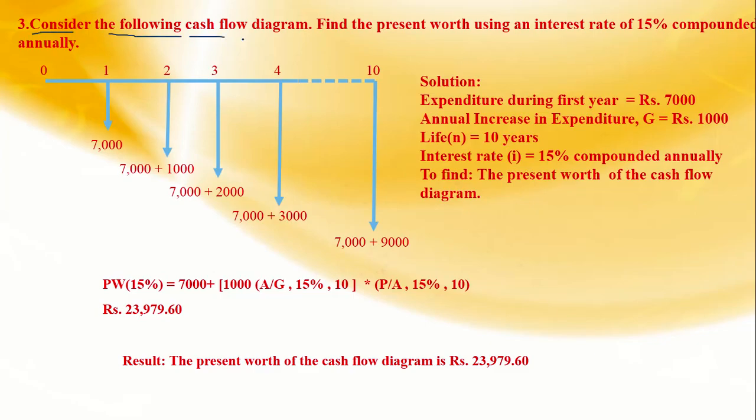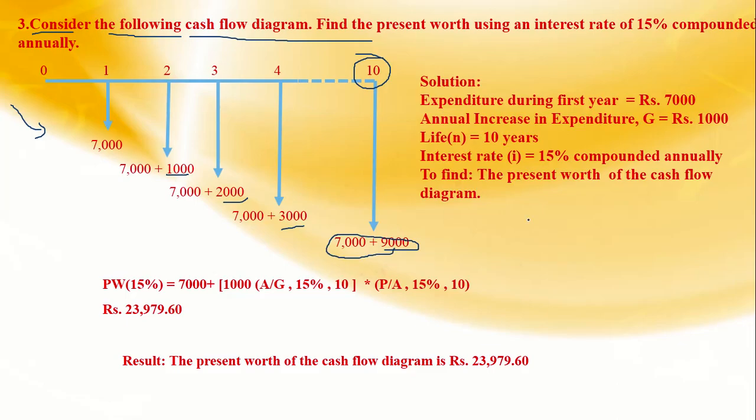We are going to see another problem. Consider the following cash flow diagram. Find the present worth using an interest rate of 15% compounded annually. They gave the cash flow diagram also. It is also in our given data. They gave it for 10 years. Duration is 10 years. For the first year 7,000. Second year is 7,000 plus 1,000. Third year 7,000 plus 2,000. Fourth year 7,000 plus 3,000. Up to the 10 years they gave. At the 10th year 7,000 plus 9,000.